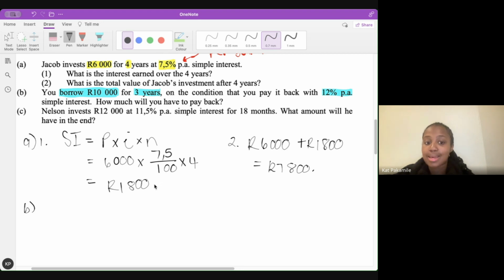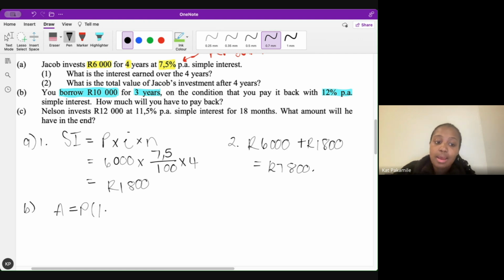Do we see why it's an A calculation? Because you need to pay back not only the interest, but also the 10,000 Rand. So let's go. A is equal to principal amount, open brackets, 1 plus interest times time, close brackets. Okay, let's substitute. What is my principal amount? My principal amount, there we go.